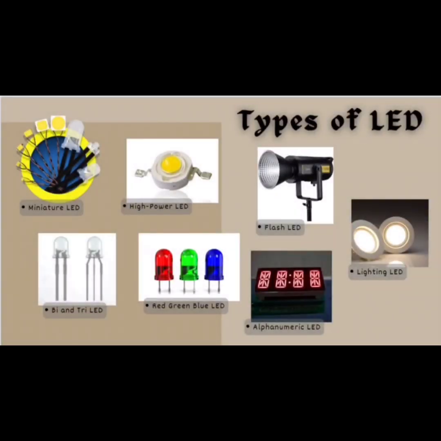Types of LED are miniature LED, high power LED, flash LED, lighting LED, bi and tri LED, red, green, blue LED, and alphanumeric LED.